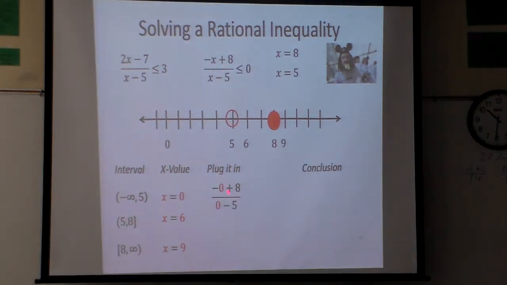Okay. Now I put a 0 in here. Well, that's going to give me 8 over negative 5, which means my answer is a negative. I don't necessarily need to know exactly what it is. I just need to know that it's negative. Now, look up here. I am looking for values that are less than 0, so therefore I know that those values are good. Any number here will work for my solution.